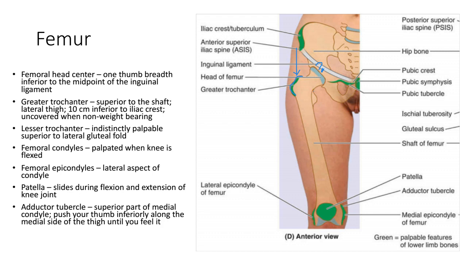The femoral condyles can be palpated when the knee is flexed. They're on the distal end of the femur. And the femoral epicondyles are just lateral to that, so they're the lateral aspect of the condyle. The patella is the kneecap, and it slides during flexion and extension of the knee joint. And you can also feel the adductor tubercle, which is on the medial and superior aspect of the medial condyle. So if you push your thumb inferiorly along the medial side of the thigh, as soon as you get to that bump, you'll be able to feel it.